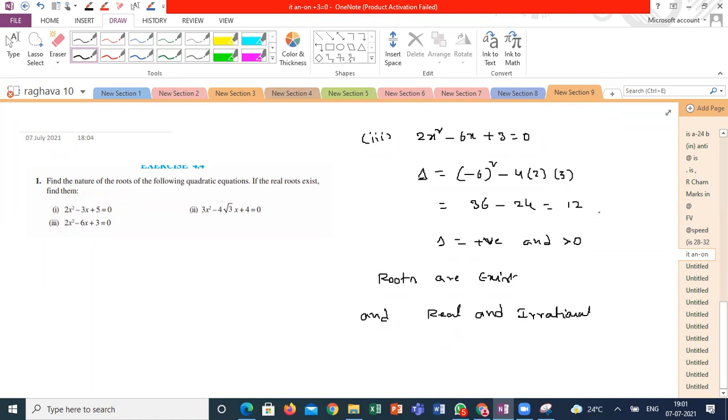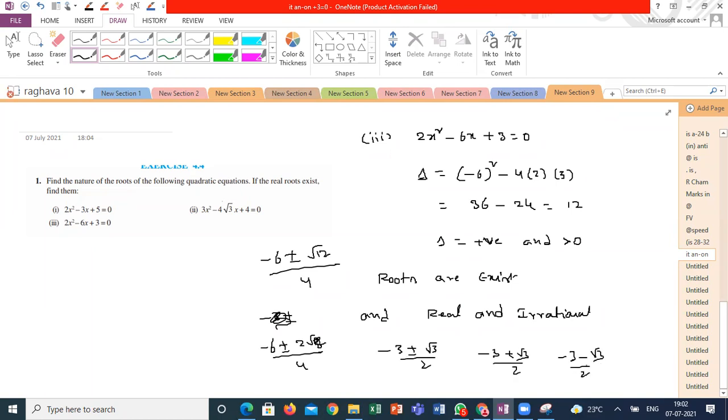If delta is a perfect square, then it is rational. You will get like this, madam. Minus 6 plus or minus root 12 by 4. So minus 6 plus or minus 2 root 3 by 4. This will be minus 3 plus or minus root 3 by 2. So minus 3 plus root 3 by 2, minus 3 minus root 3 by 2. This is an irrational number. So no need to mention.